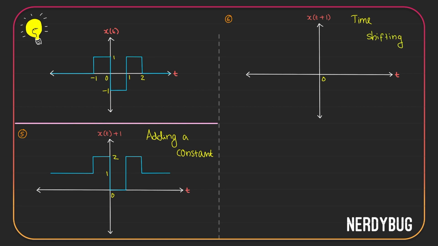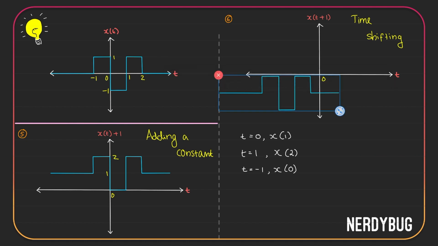Let's try to write down x of t plus 1 first. At t equal to 0, I will get x of 0 plus 1, that is x of 1. At t equal to 1, I get x of 1 plus 1, that is x of 2. On the other side, at t equals minus 1, I get x of minus 1 plus 1, which is 0. So basically what happens is 0 is now at minus 1, x of 2 is now at 1, x of 1 is now at 0.